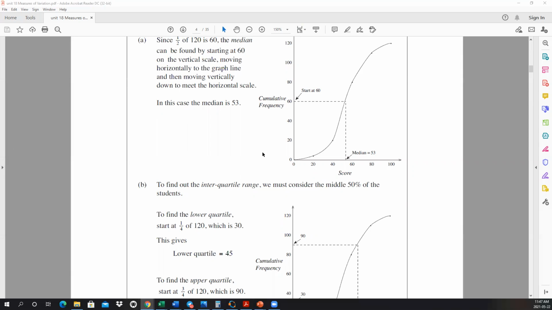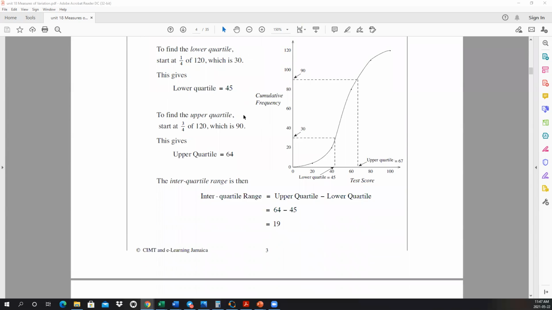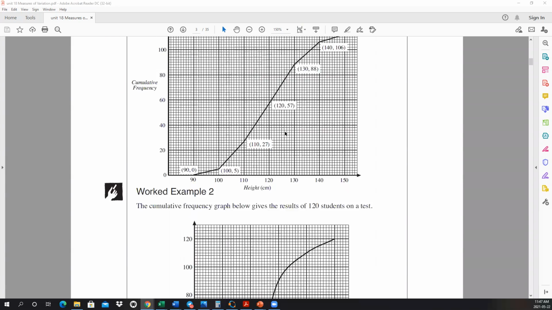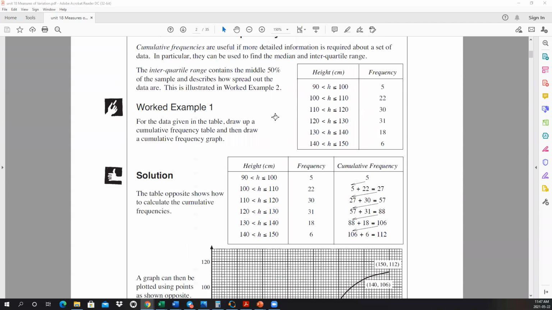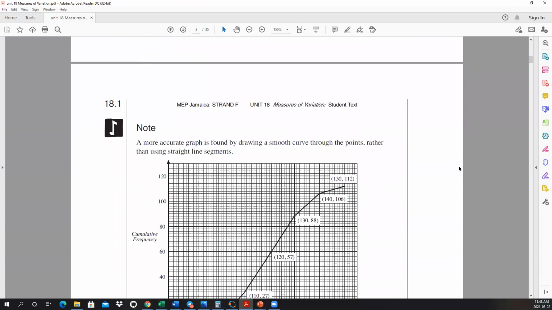So it said to find out the interquartile range, we must consider the middle 50% of the students. So to find the lower quartile, start at, all right, so maybe this is the way I should say it, because there is no place that they define the interquartile range. I think what they told us up top was so vague, it just said the interquartile range contains only 50% of the sample and describes how spread out the data is. All right, that's what it says, right?